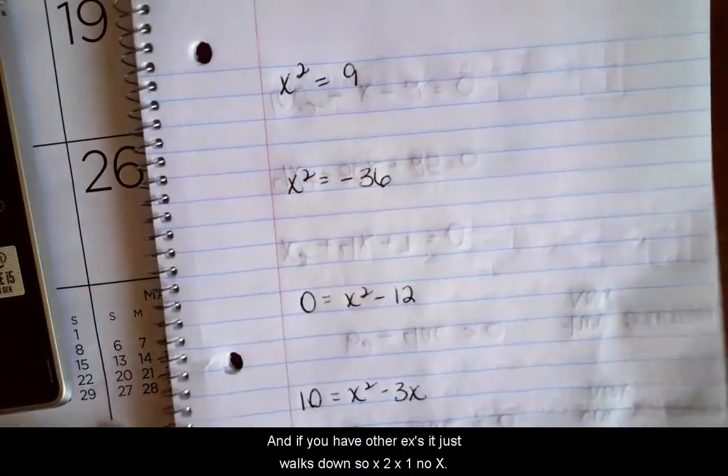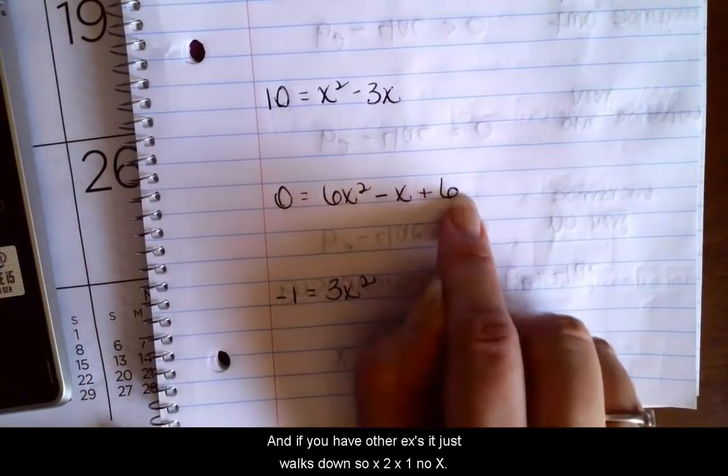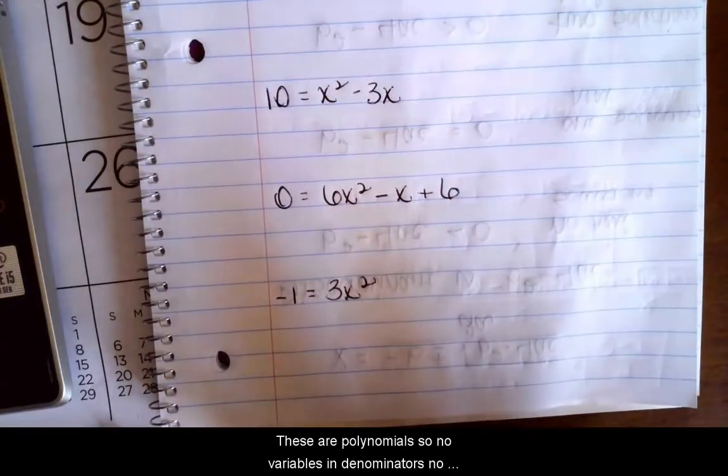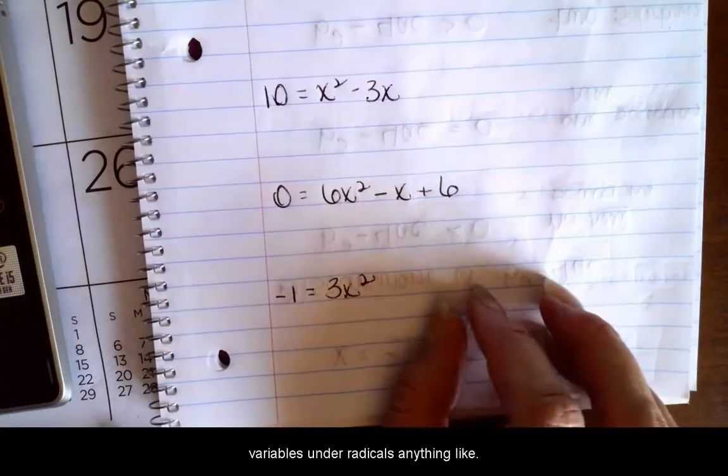And if you have other x's, it just walks down. So x squared, x to the first, no x. These are polynomials, so no variables in denominators, no variables under radicals, anything like that.